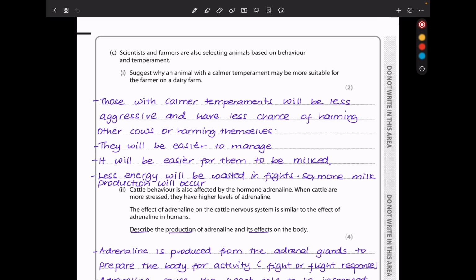In part C, scientists and farmers are also selecting animals based on behavior and temperament. Suggest why an animal with a calmer temperament may be more suitable for the farmer on a dairy farm.